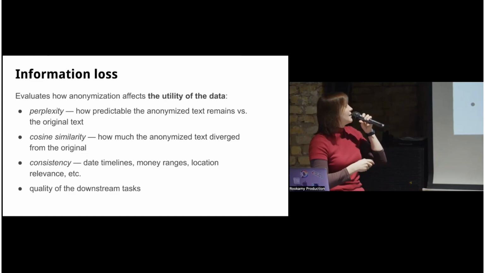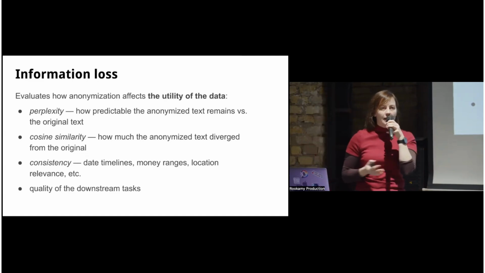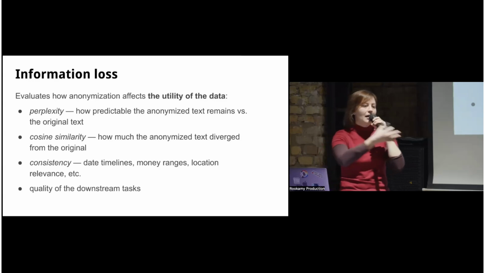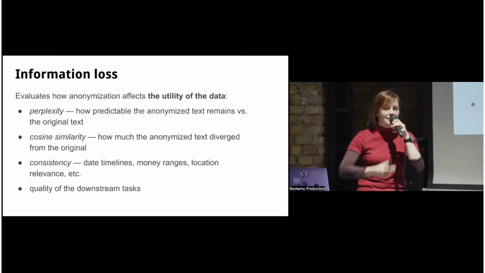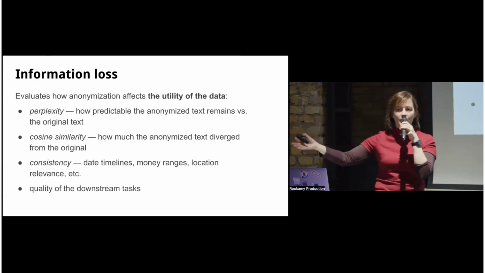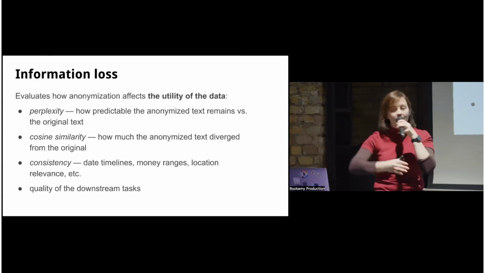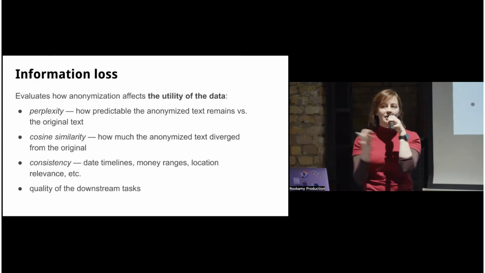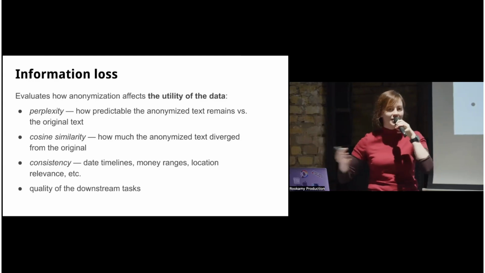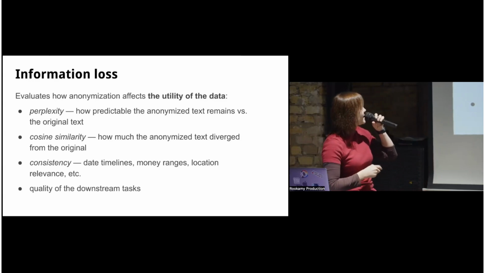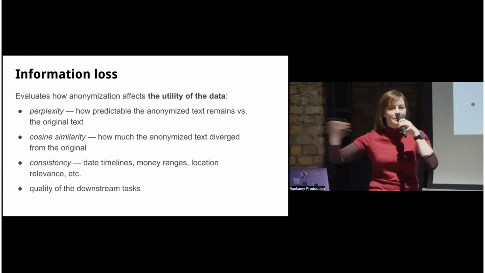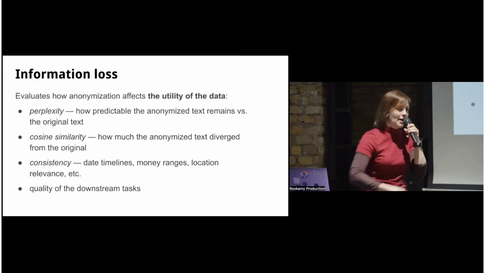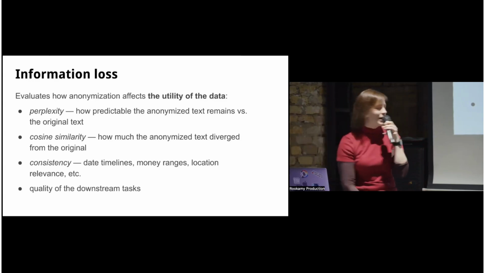Then you can do cosine similarity. It's also one of the metrics frequently used in natural language processing, where you take a vector representation of the original sentence and a vector representation of the anonymized sentence. You compare them. You can use any sentence transformer model to do that. Then you check how close in meaning these two sentences are, or how much they diverged. You can check for consistency. We discussed, for example, date timelines, money ranges, location relevance. You can check that the anonymizer doesn't place the Eiffel Tower into Žmerenka or somewhere else.